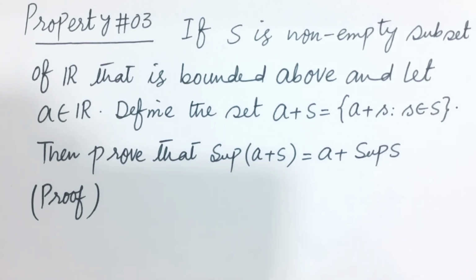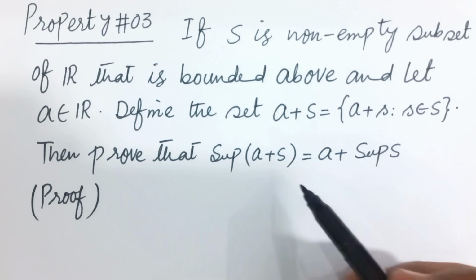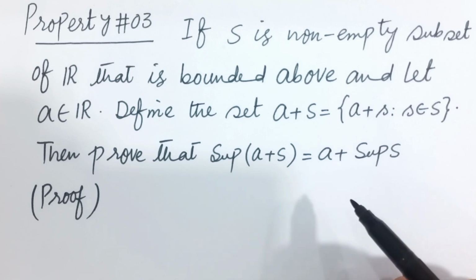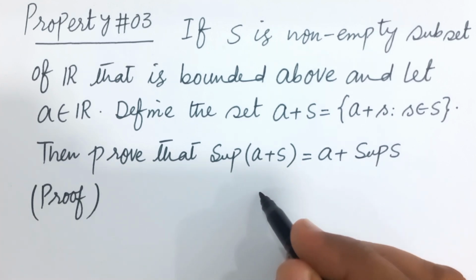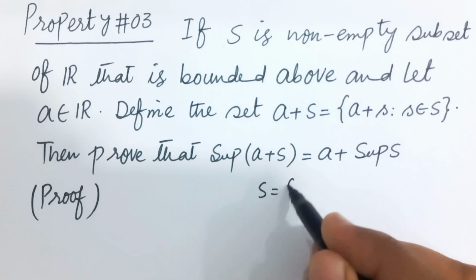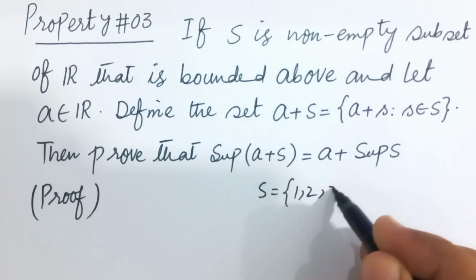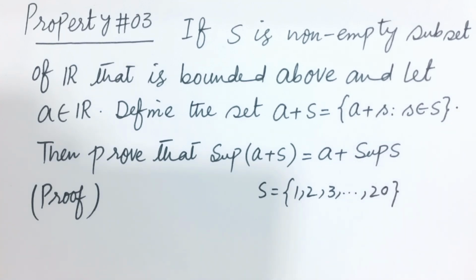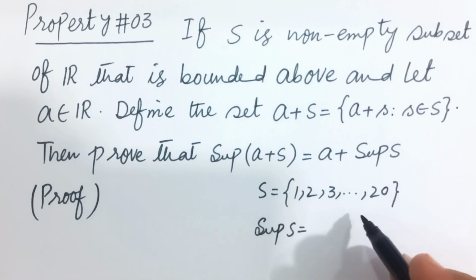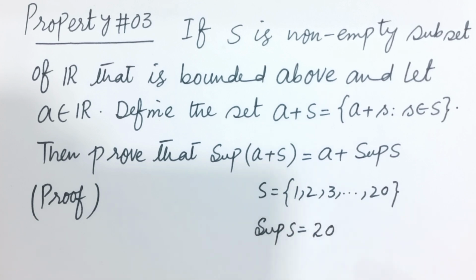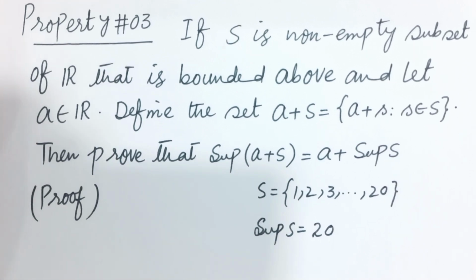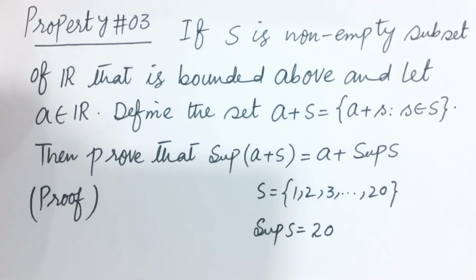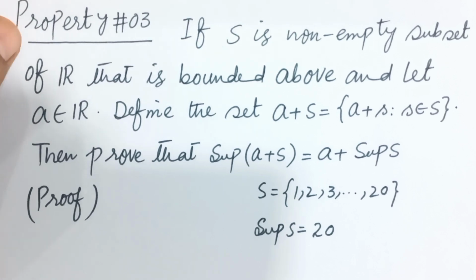Firstly, we take a particular example and check whether this property is satisfied. For that example, suppose our set S is 1, 2, 3 and so on up to 20, that is, the set of the first 20 natural numbers. Here the supremum of this set S is equal to 20. As you know, supremum is a real number that is greater than or equal to every element of set S. So the supremum of this set S is 20.